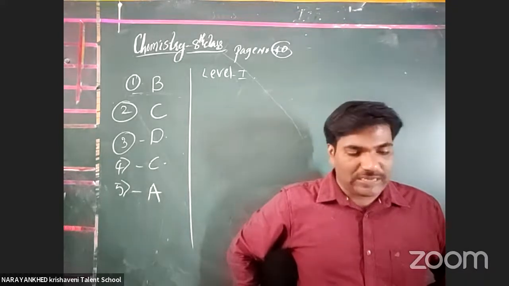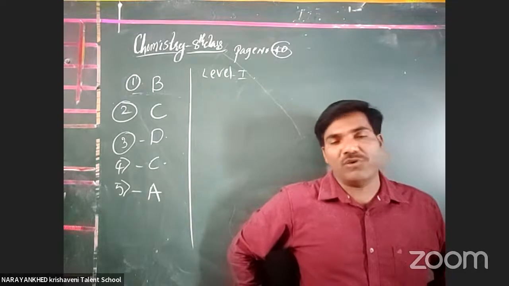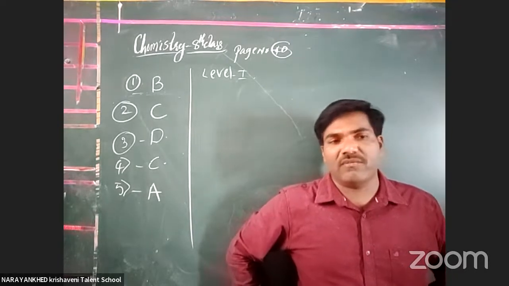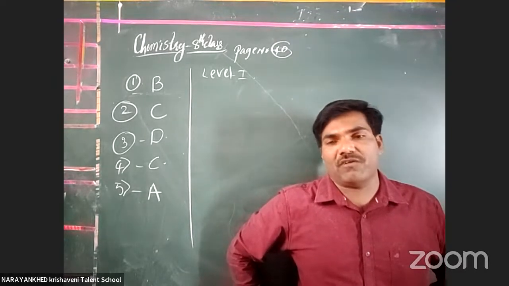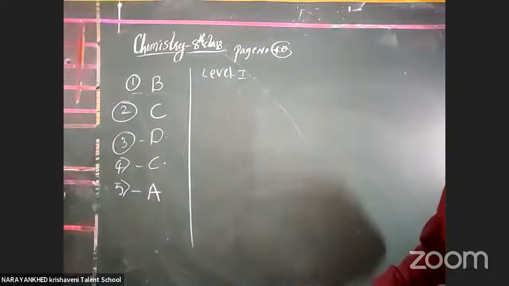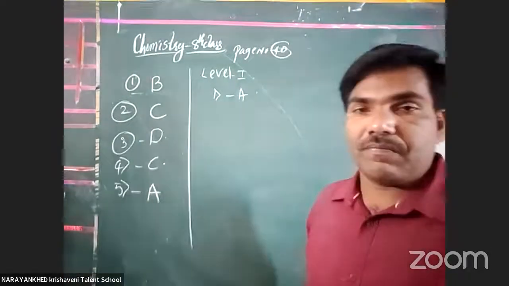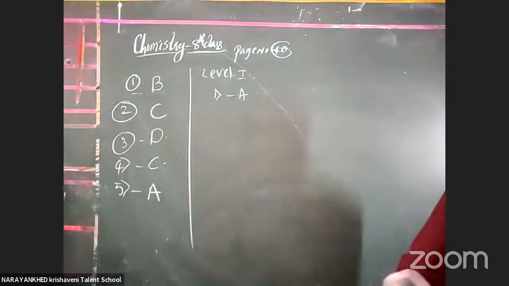What is the same then? Chemical properties are the same. Lithium, sodium, potassium, rubidium, cesium: most of the chemical properties are also the same. Then the answer is A. Level 1, first answer is A.